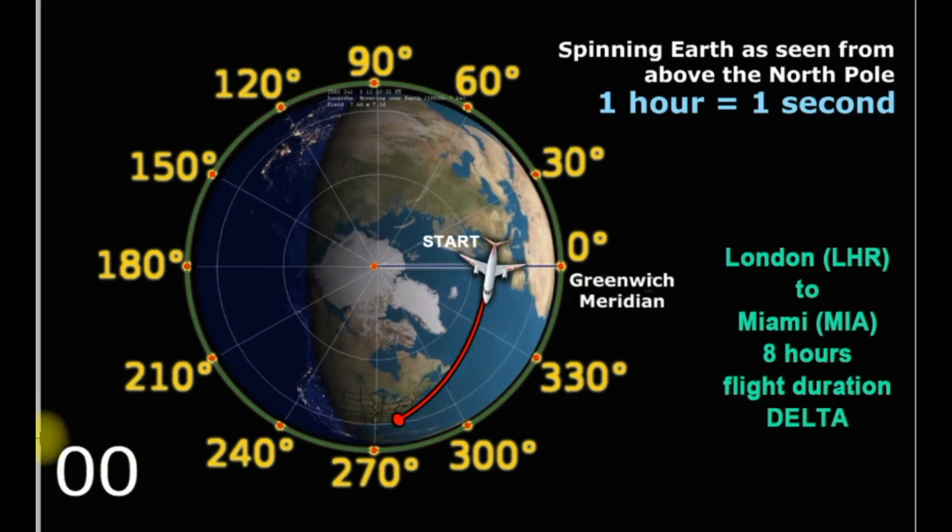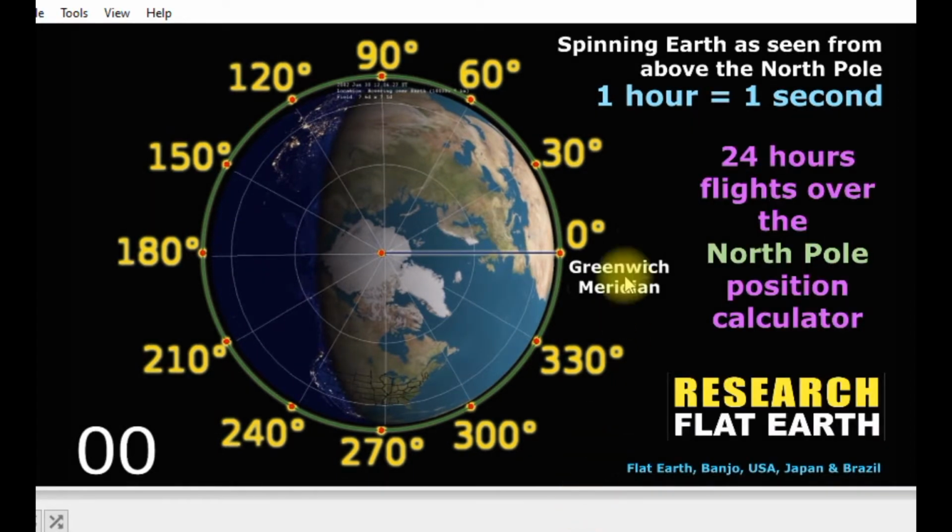This is the timer. So the timer will run for 8 seconds because 1 hour equals 1 second. It will take 24 seconds for a complete rotation, just like, according to the heliocentric model, it takes 24 hours for one complete rotation of the Earth. So let's go ahead and start the timer. This is the video of the timer right here. Remember, London's right here, Miami. Let's stop at 8 seconds.